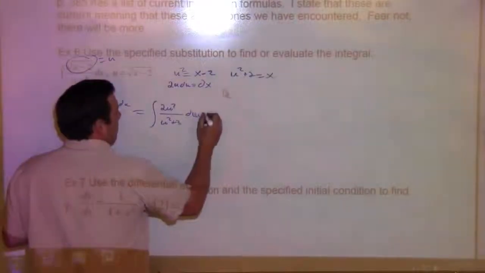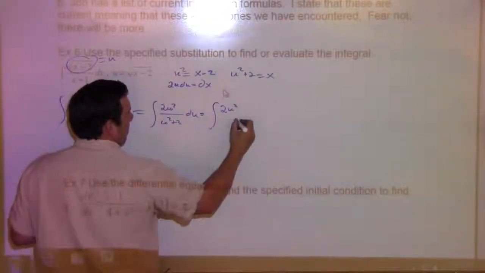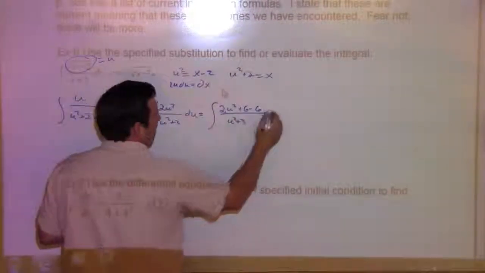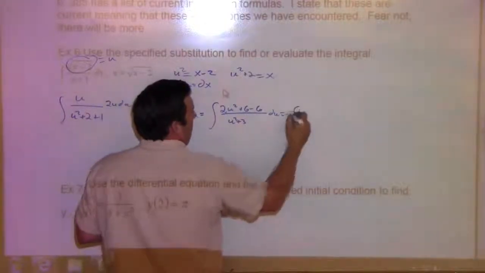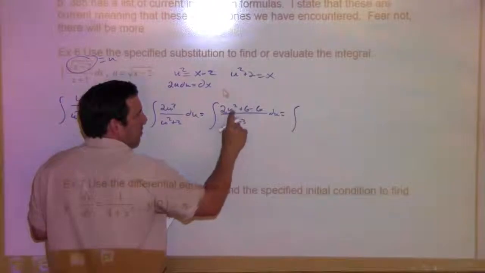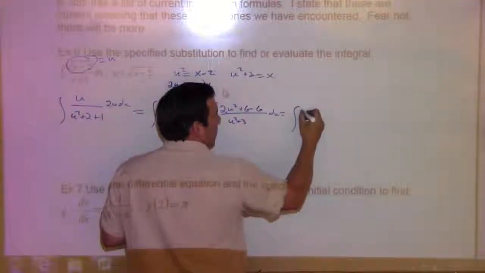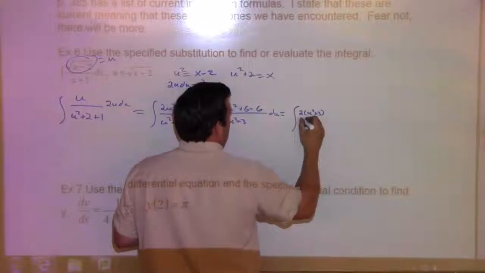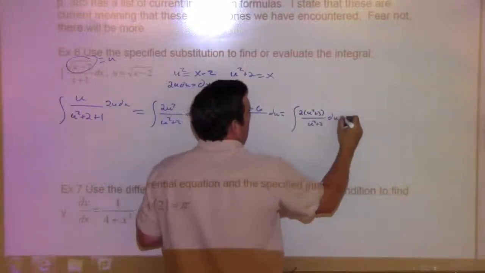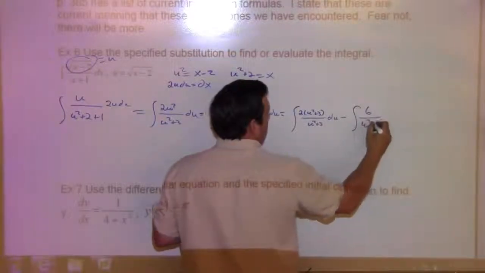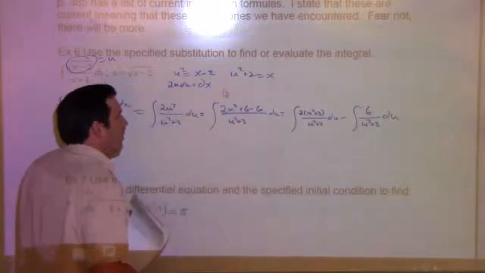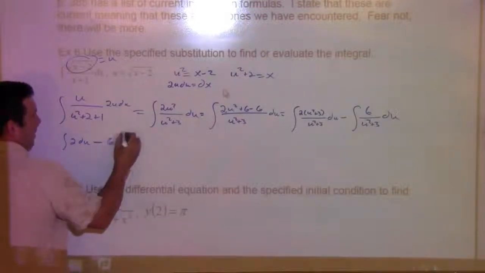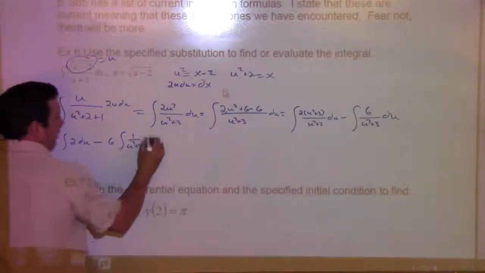Now notice if I take this next step, watch. Got to be creative sometimes. If I add 6 and subtract 6, I really added nothing to the numerator. Now, notice by adding 6, this makes 2u squared plus 6 double what we have down below. So we have 2 times (u squared plus 3) over (u squared plus 3) du minus the integral of 6 over u squared plus 3 du. So in the first case, I just end up with the integral of 2 du minus, in the second case, 6 times the integral of 1 over u squared plus 3 du.